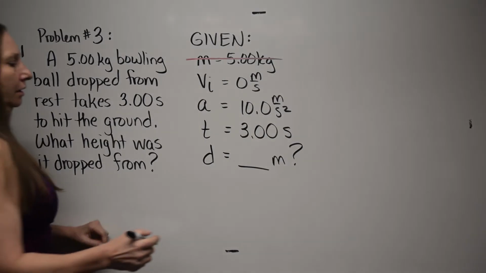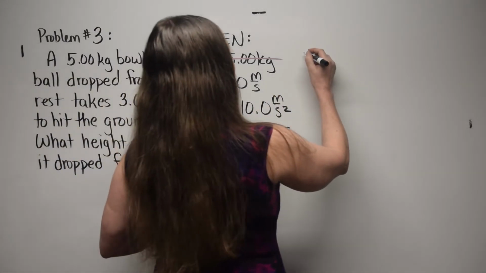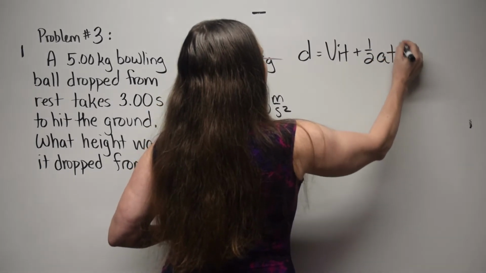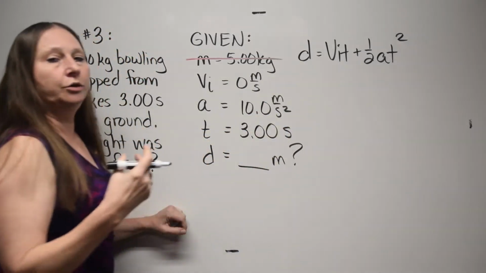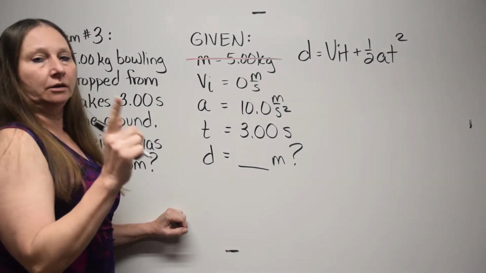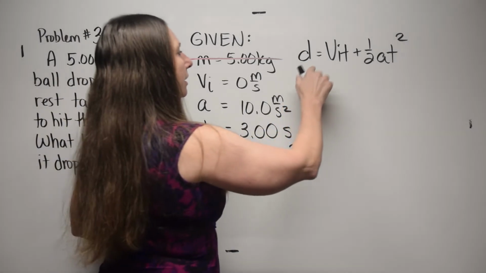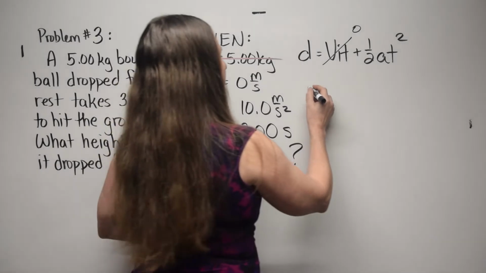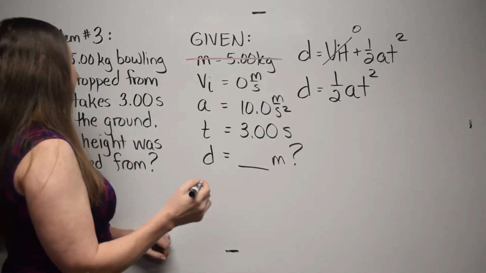Okay? D equals V initial T plus 1/2 AT squared. Looks like this equation is going to work. We've got all those things except for one. When you pick an equation, you want to make sure you have everything except for one letter. Only one letter can be missing. The only thing that's missing here is D. And this is going to drop out because V initial is 0. So D is going to be 1/2 AT squared.